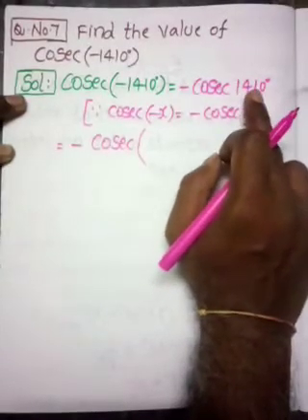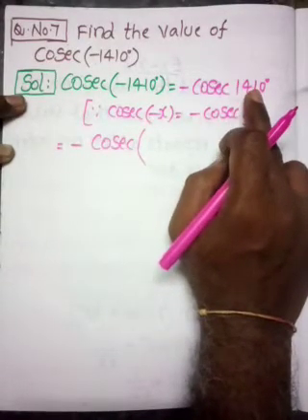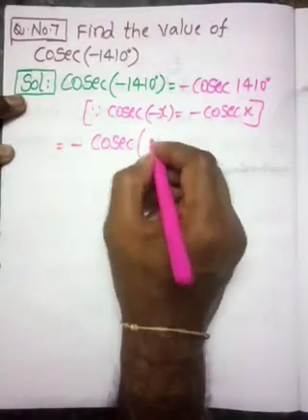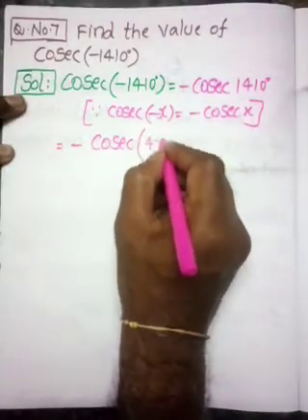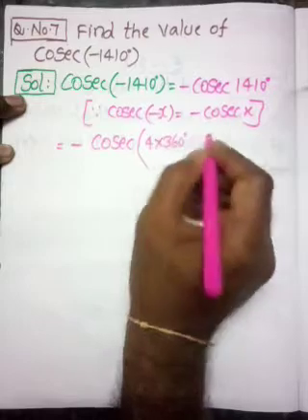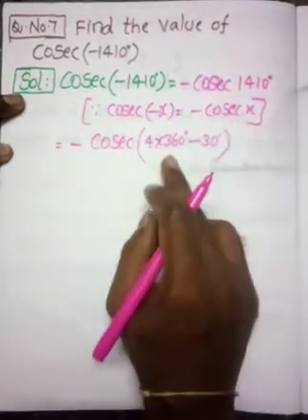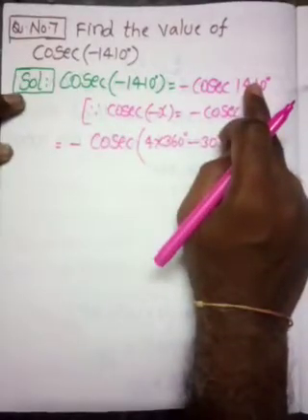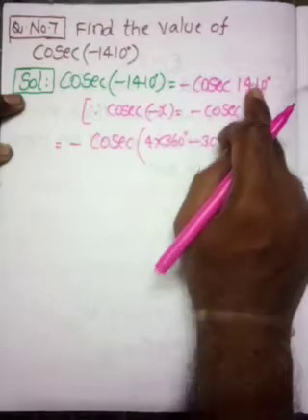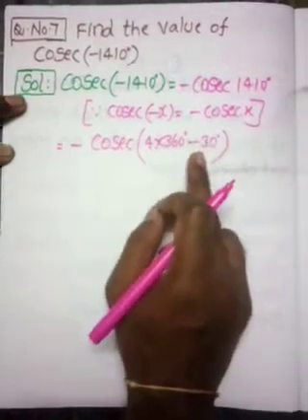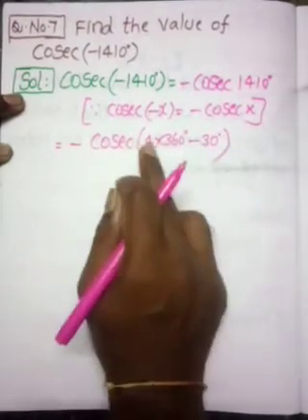Now we have to write it as a multiple of 360 degrees. So we can write this number as 4 into 360 degrees minus 30 degrees. Divide this number by 360 degrees, then we get it like this. Okay, children, understood this step?